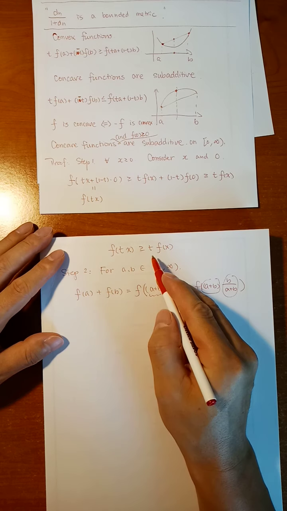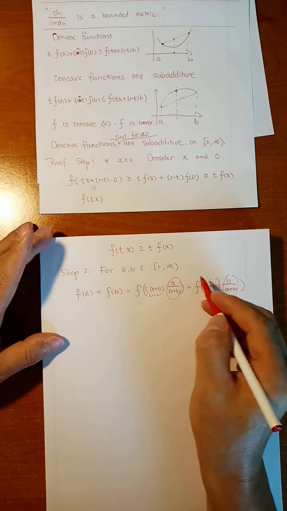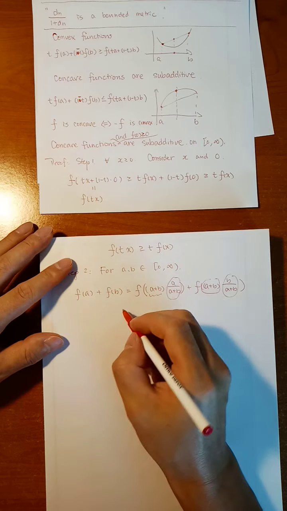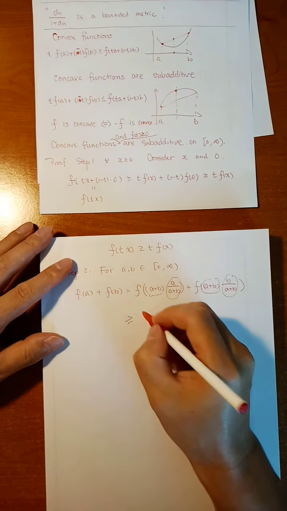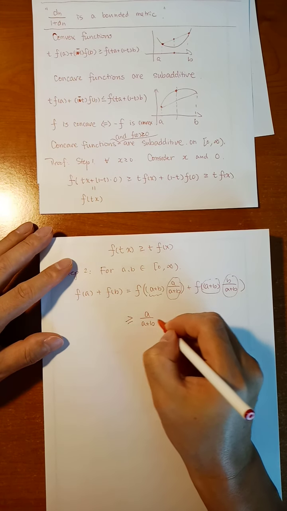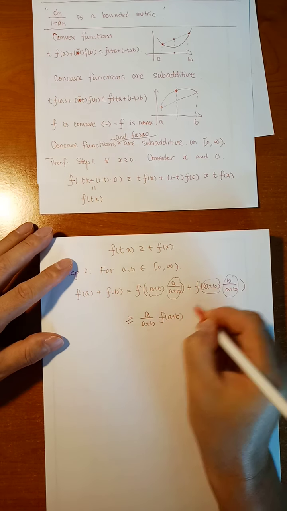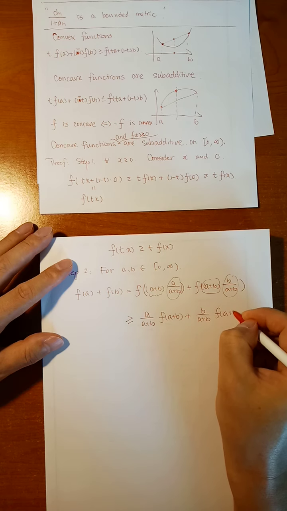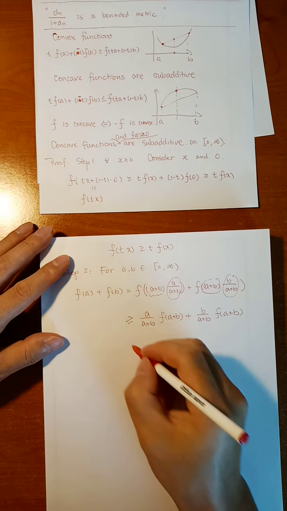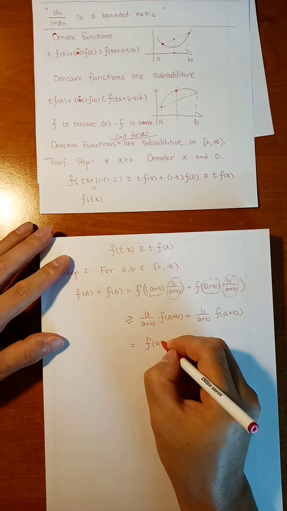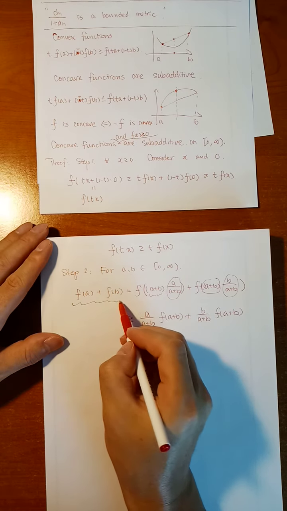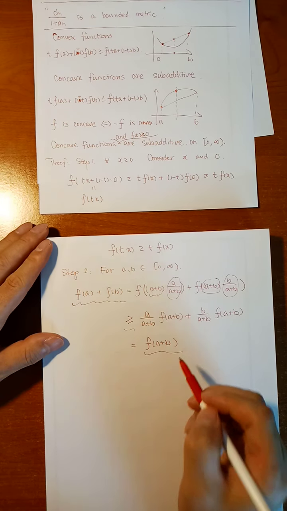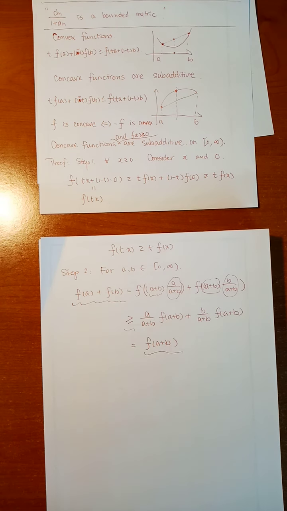This is always between 0 and 1. a over a plus b is always between 0 and 1. So this is good for t. So it's greater than or equal to a over (a+b) times f(a+b), plus b over (a+b) times f(a+b). So add them together, it is equal to f(a+b). So what do you get? You get f(a) plus f(b) is greater than or equal to f(a+b). So it's subadditive.